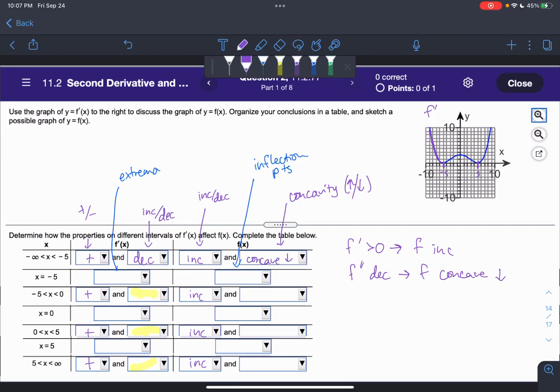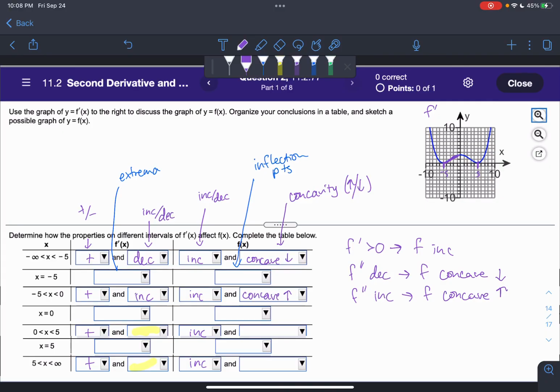All right, let's look at our next interval. I have from -5 to 0, so that's this part right here. And so that's increasing, right? Our derivative is increasing. And so when f double prime is increasing, that means my f is concave up. So that corresponds to this blank being concave up.